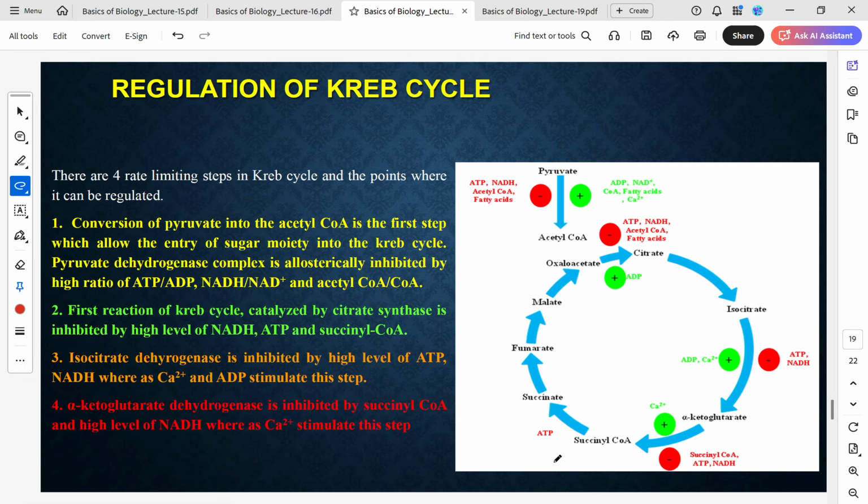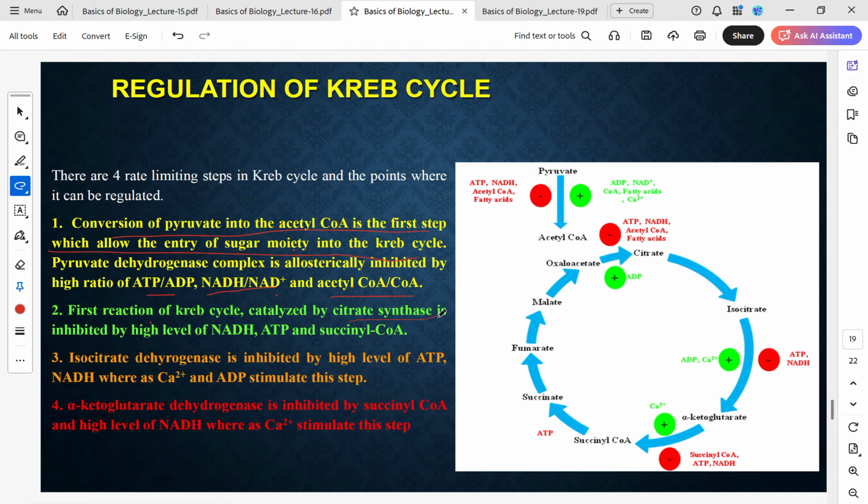There are 4 rate limiting steps in Krebs cycle. The first is conversion of pyruvate into acetyl coenzyme A, which allows the entry of sugar moiety into Krebs cycle. This is inhibited by a high ratio of ATP to ADP, NADH to NAD plus, or acetyl coenzyme A to coenzyme A. If the ratio is very high, then that implies that energy is present, so they don't need energy. Therefore, the pyruvate does not need to enter the Krebs cycle.